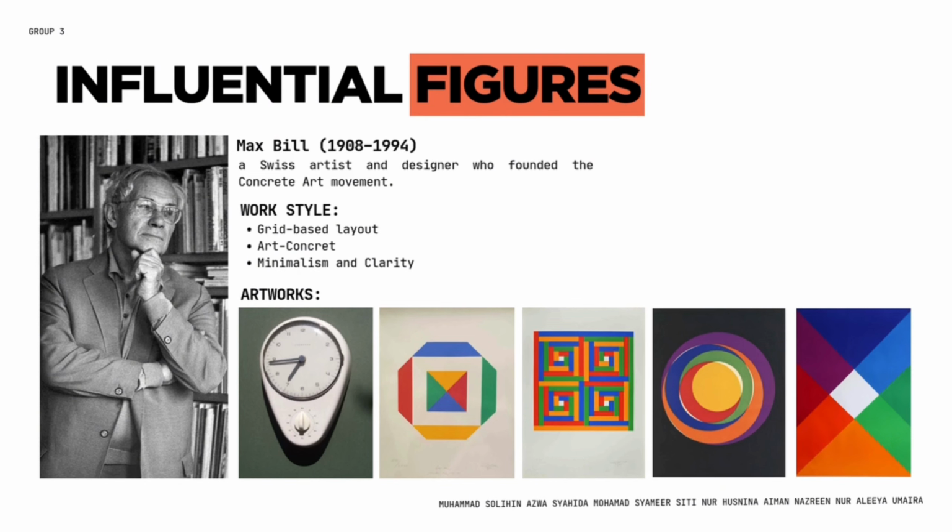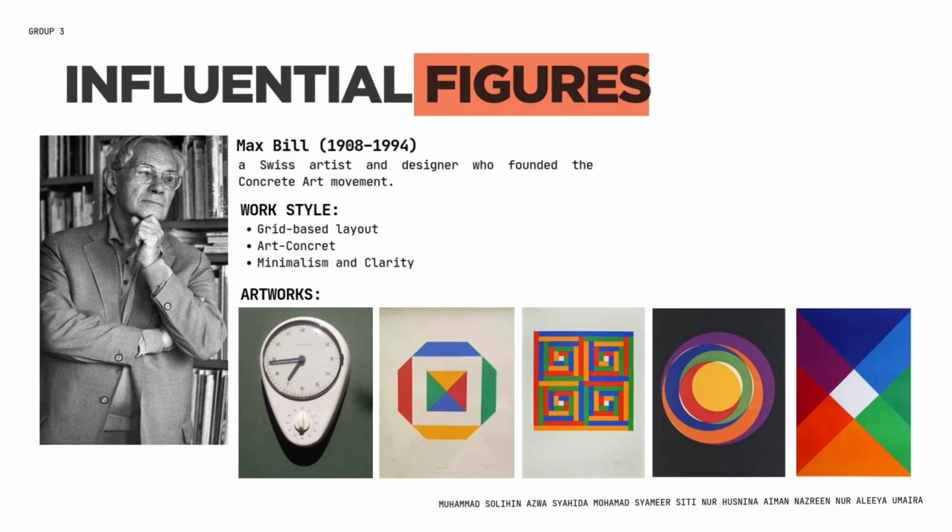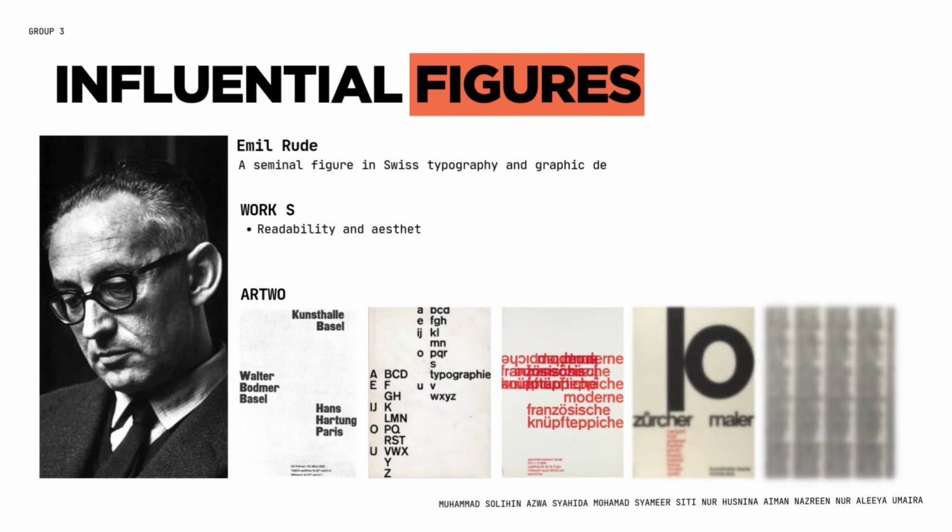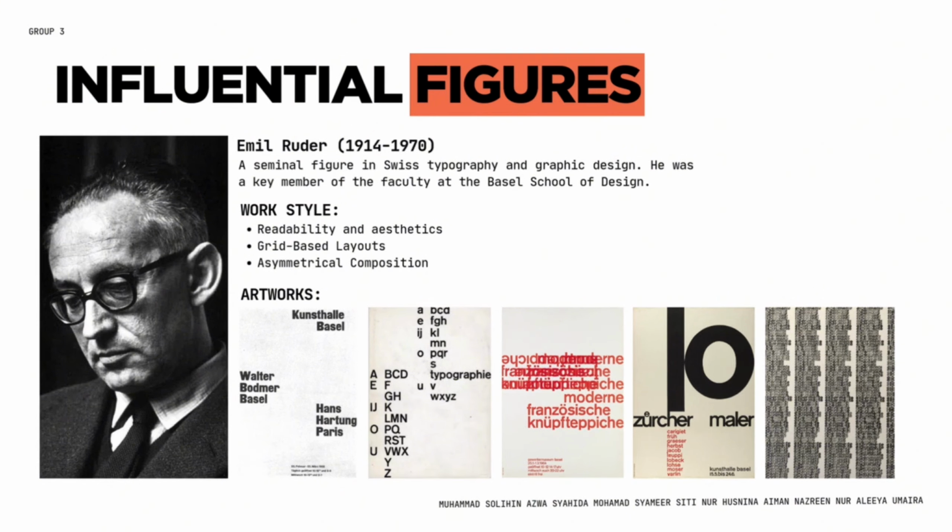And this is some of the artworks from Max Bill. The third influential figure is Emil Ruder, who lived from 1914 until 1970. Emil Ruder was a seminal figure in Swiss typography and graphic design. He was a key member of the faculty at the Basel School of Design. His work style is mostly focused on readability and aesthetics, grid-based layouts, and asymmetrical composition.